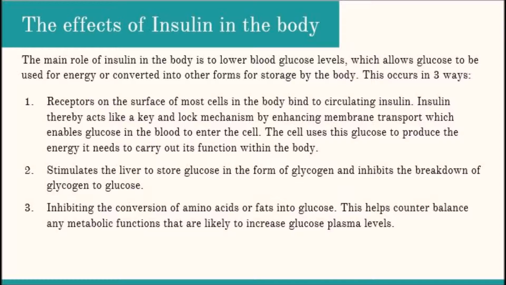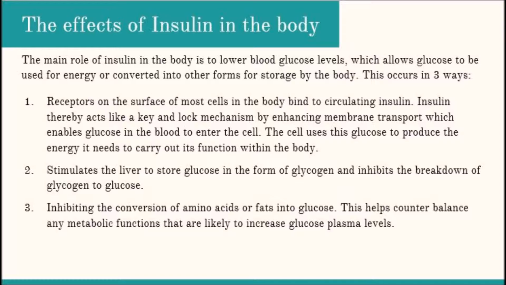Receptors on the surface of most cells in the body bind to circulating insulin. Insulin thereby acts like a key and lock mechanism by enhancing membrane transport, which enables glucose in the blood to enter the cell. The cell uses this glucose to produce the energy it needs to carry out its functions within the body.